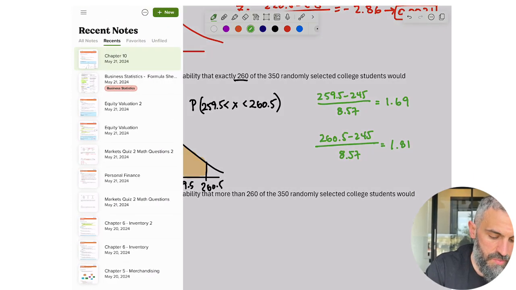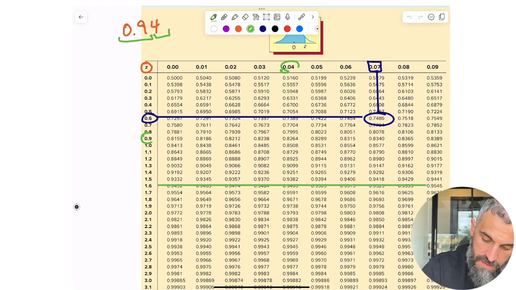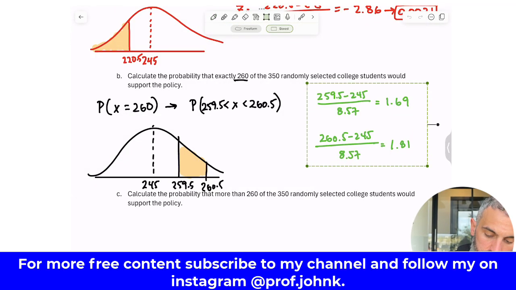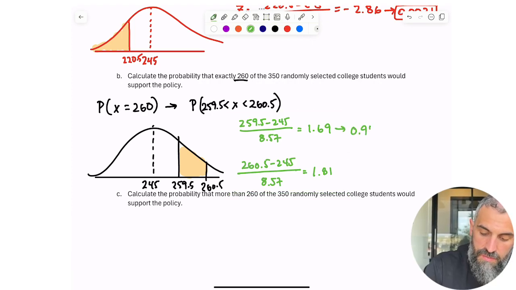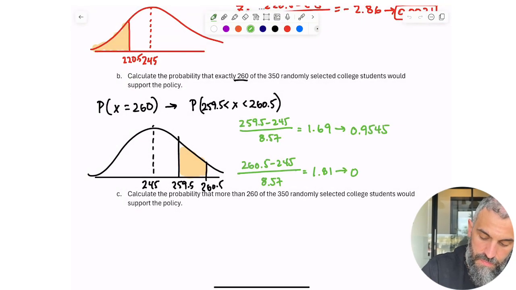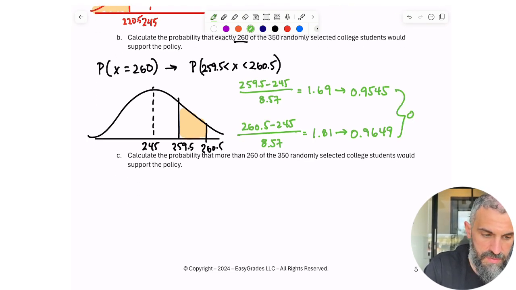So let's go look both of those up. 1.69 is 0.9545, and then 1.81 is 0.9649. The area in between is the difference. So 0.9649 minus 0.9545, basically 1%, 0.0101.